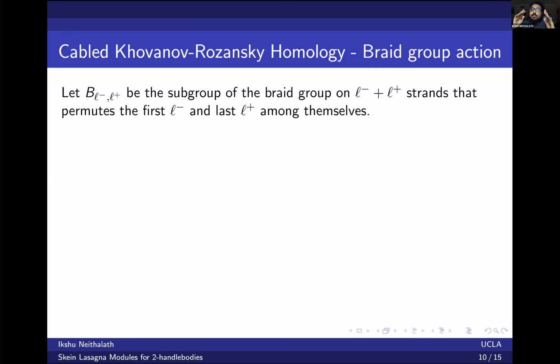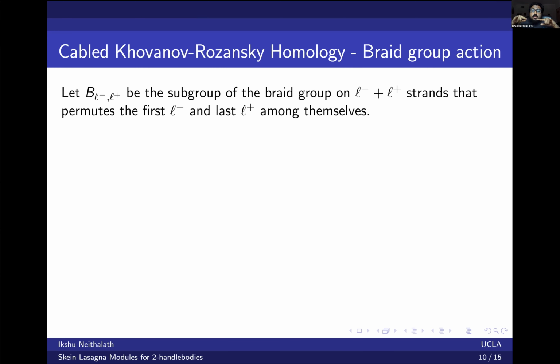And now consider the subgroup that is only going to permute the first L minus and the last L plus strands among themselves. What I mean by that is, if you think of the natural map from the braid group to the symmetric group, consider basically the pre-image of the product of 2 symmetric groups. So the product S_{L minus} times S_{L plus}. That's the group I'm considering.